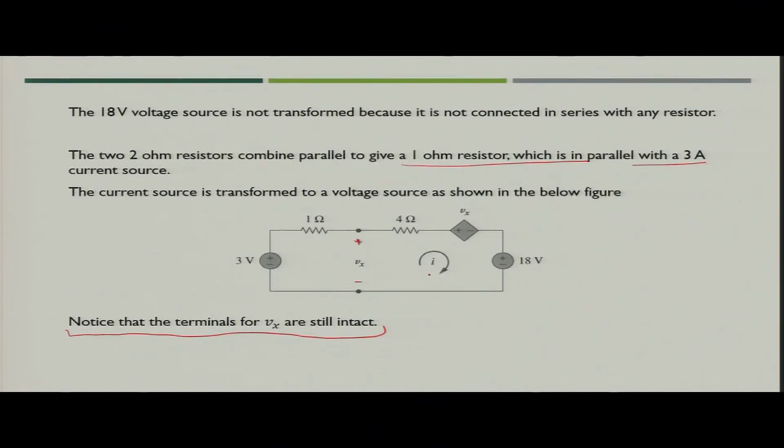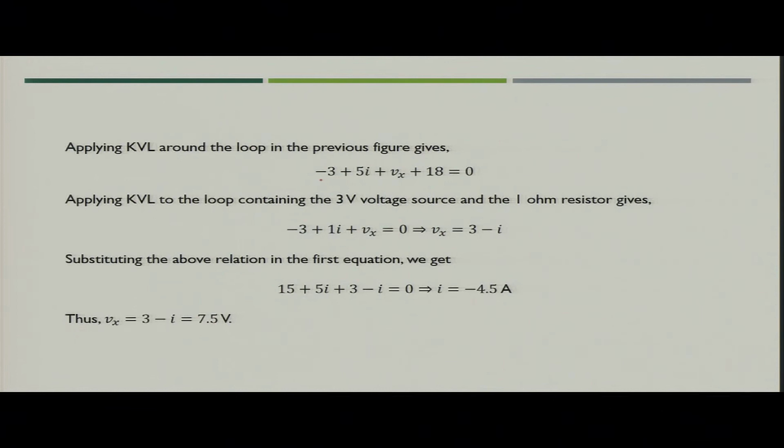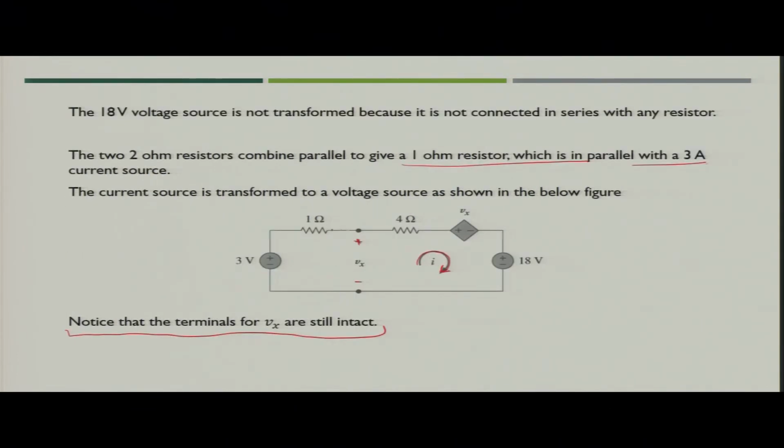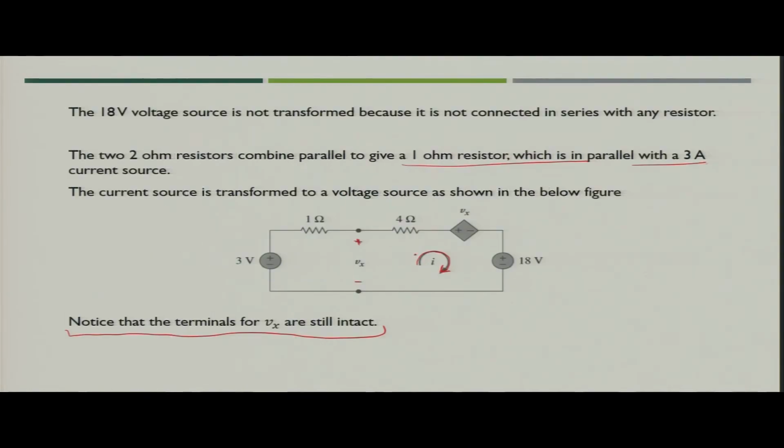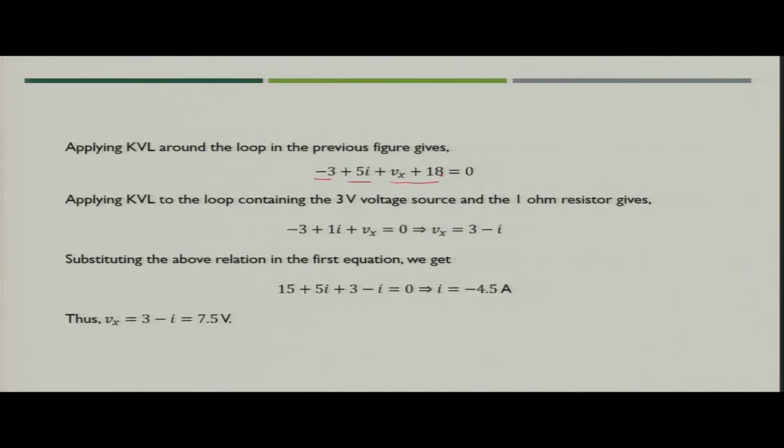Now, what you have to do? You have to use mesh analysis, and you apply Kirchhoff voltage law across the bigger loop. What you will get is -3 plus 4 ohm plus 1 ohm, which will be the 5 ohm, into current I, then voltage Vx and 18 volt. So, you get this equation. Now, the question is, we have here 2 unknowns and we have got only one equation. So, where will we get the second equation?